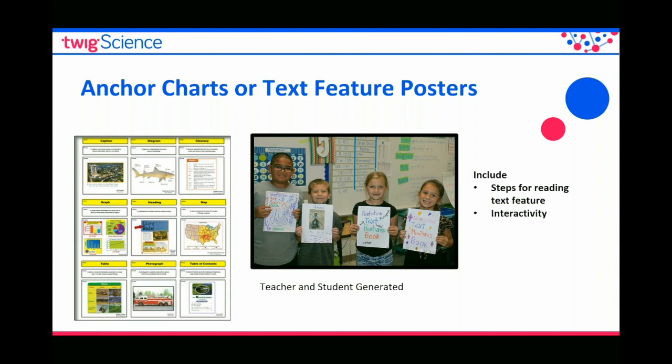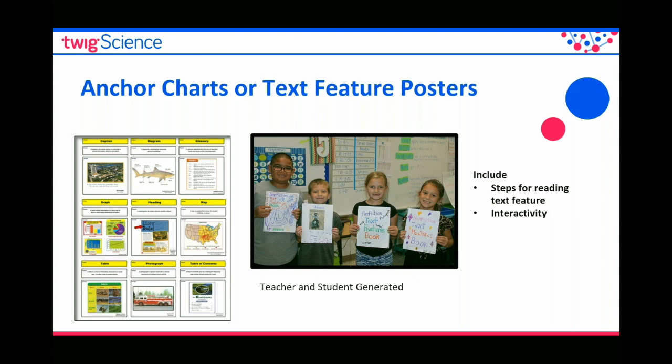You would list the steps to read that, and usually it's only 3 or 4 very simple steps to access the information in any kind of text feature, and have that at the ready for students to refer to when they encounter those features when you're reading in small groups or whole group or when they're reading independently.